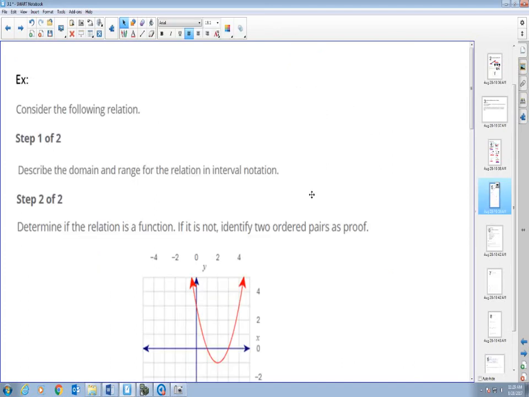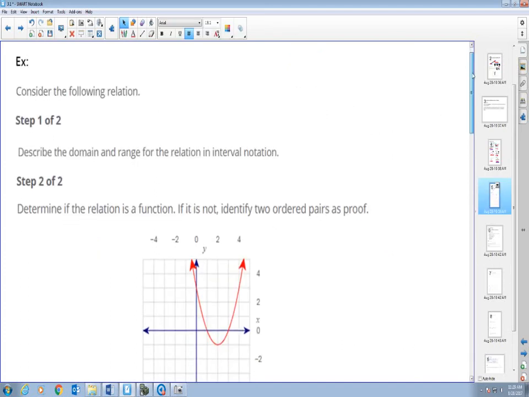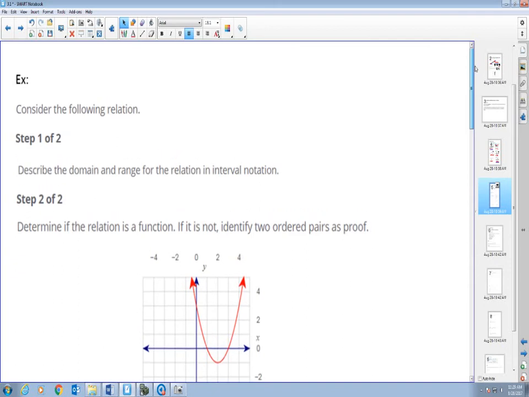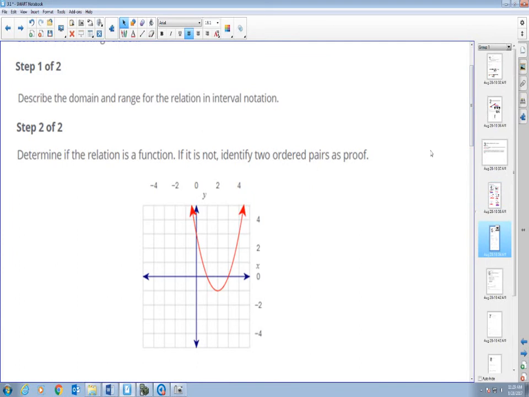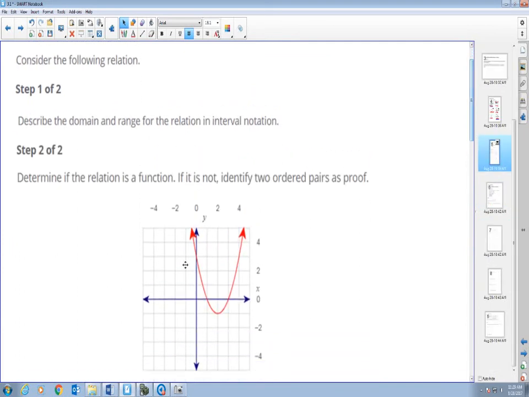All right, let's try some examples, okay? Let's talk about domain and range. So consider the following function, or following relation, okay? This is a parabola. By knowing what I drew earlier, this is a parabola. Describe the domain and the range. So the domain for a parabola, where one side keeps on going to the right and the other side keeps on going to the left, has to be from negative infinity to infinity, from small to large.